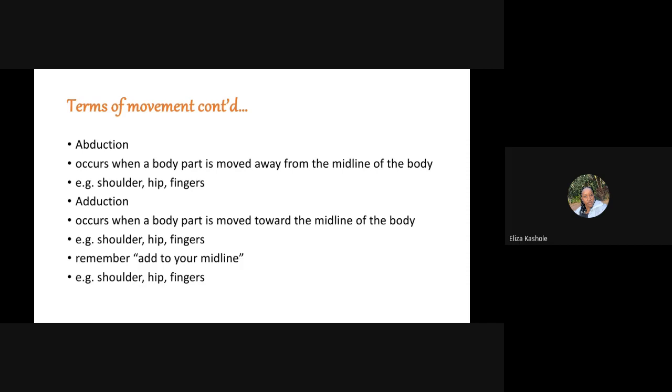The other term of movement we're going to look at is abduction. Abduction occurs when a body part is moved away from the midline of the body. The midline we're talking about is again the median sagittal plane. So for example, a shoulder, a hip, or fingers.